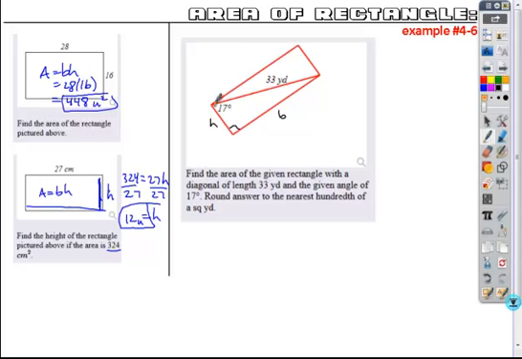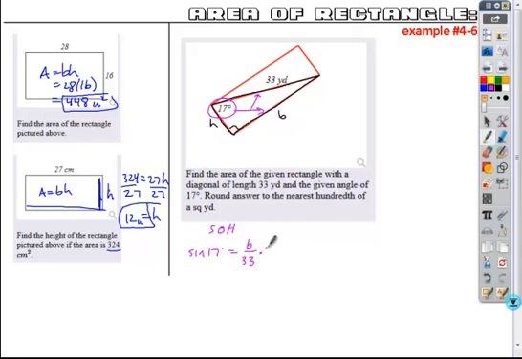So if I take this triangle right here, in order for me to find the area, I need to know my base and I need to know my height. Since I'm given an angle measure, my base is the leg opposite that angle, and my known value, the diagonal, is the hypotenuse. So I have an opposite and hypotenuse. Those are related by what trig ratio? Sine. So I know that the sine of 17 degrees is equal to opposite b over hypotenuse 33.